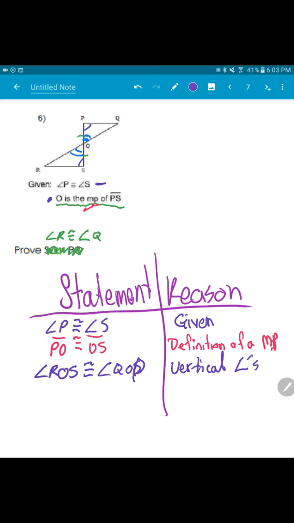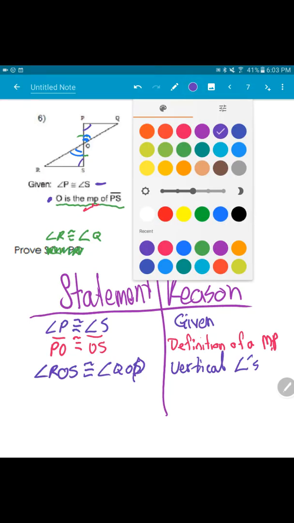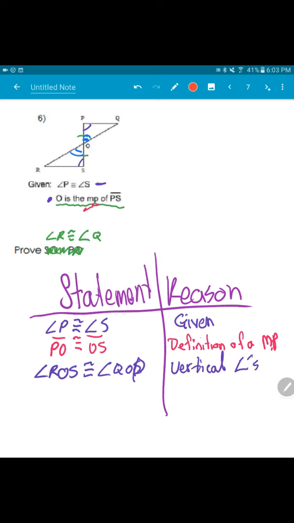Now, it's time for us to prove triangle congruence. Let me just change colours. We can now use these same letters because I used them in order to say that triangle ROS is congruent to triangle QOP. And our reason there, we had angle side angle.